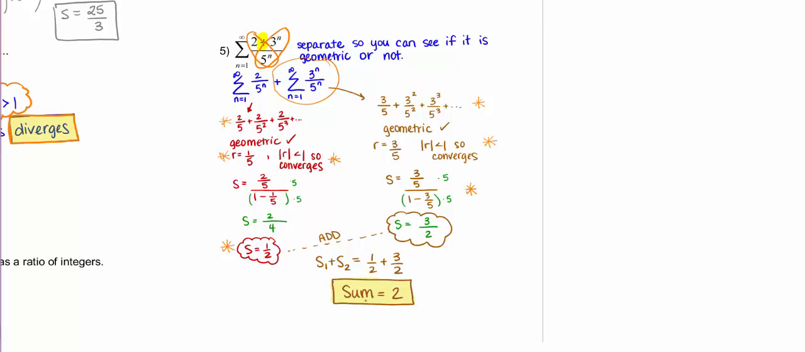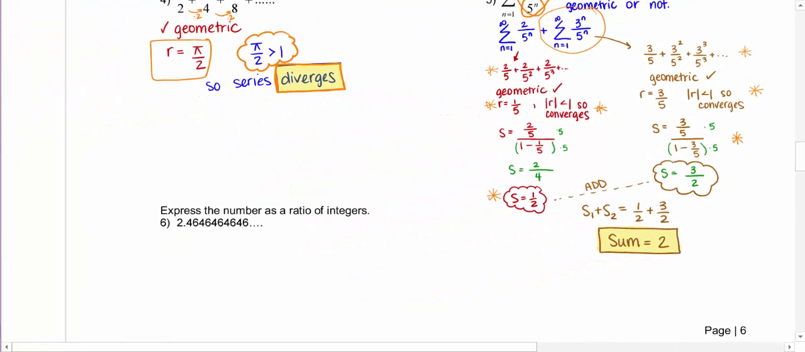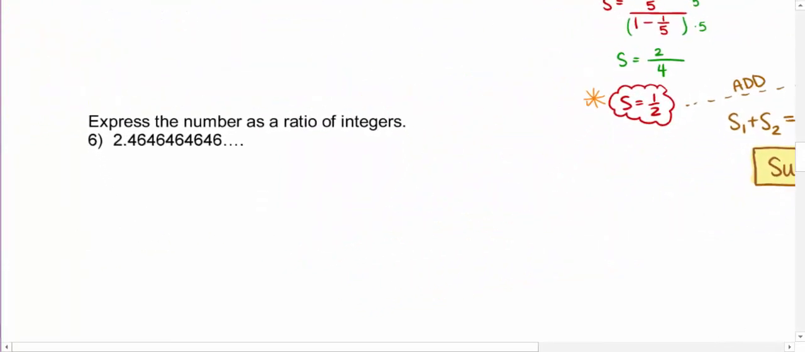Okay, something that you may have done early on in your math career, and when I say that, I mean like grade school. You may have taken this 2.4646464646, and you may have been told somewhere along the way how to turn that into either a mixed number or an improper fraction. But it's actually an infinite series.